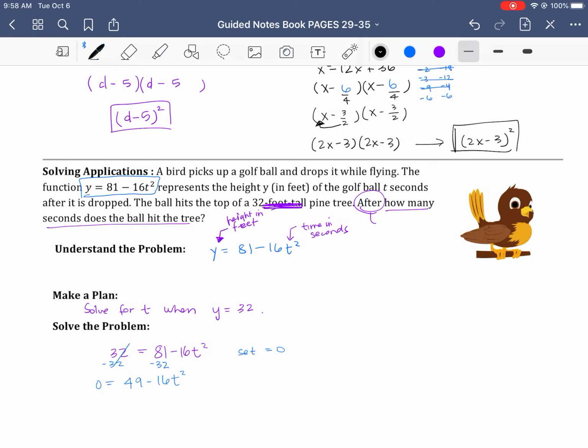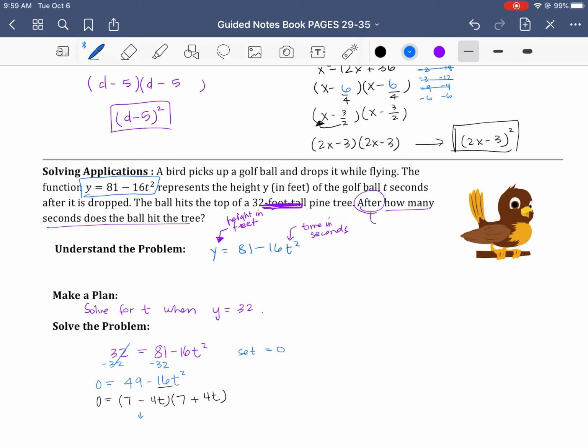Now notice this is a difference of squares, so I'm going to use the difference of squares pattern. I've got 49 subtracting 16t squared. The square root of 49 is 7, so I know that's going to be 7 and 7. The square root of 16t squared is 4t. And it looks like I'm going to have a negative and a positive. Now with quadratics, you're often going to get positive and negative answers, and one of them will work because you can't have a negative time value in this scenario.